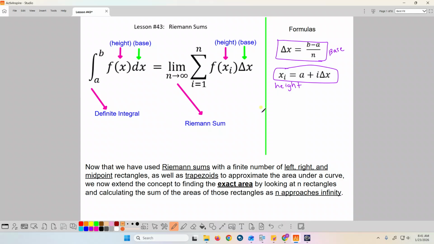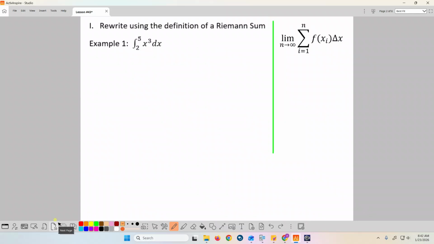Let's take a look at some examples. Rewrite using the definition of a Riemann sum. What that means is to use summation notation, or sigma notation. Ultimately, that means we want to write this as the limit as n approaches infinity, and you'll see I have that over here. Then we have this summation notation, with n up here from i equals 1.